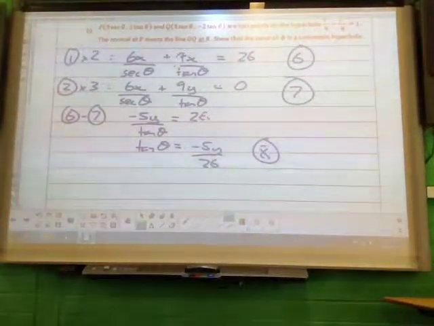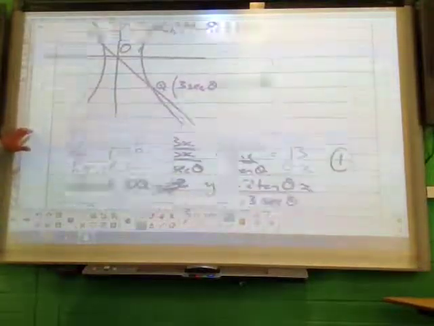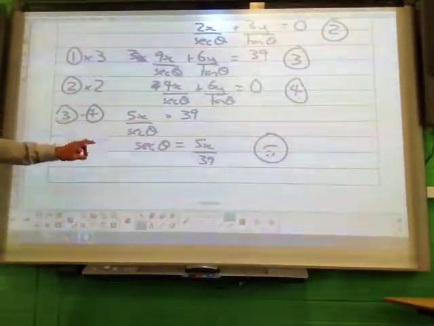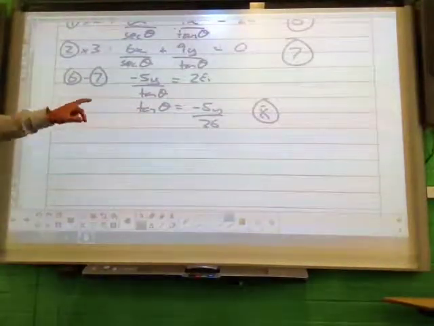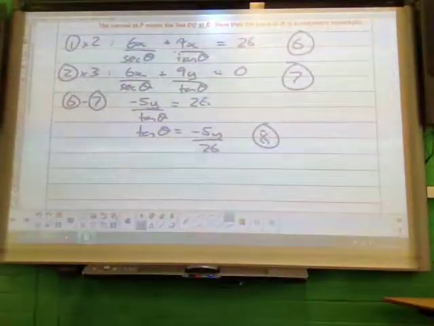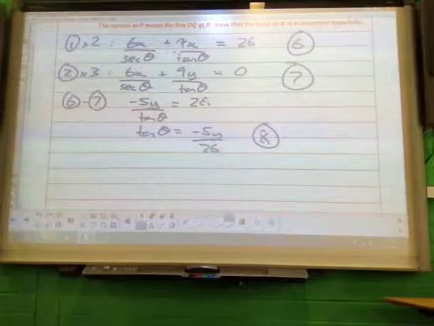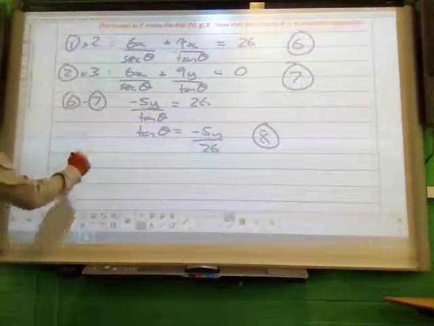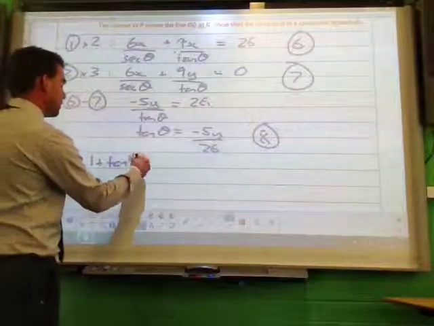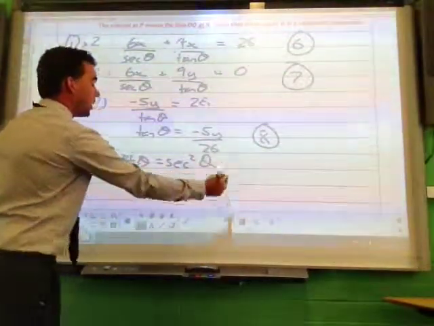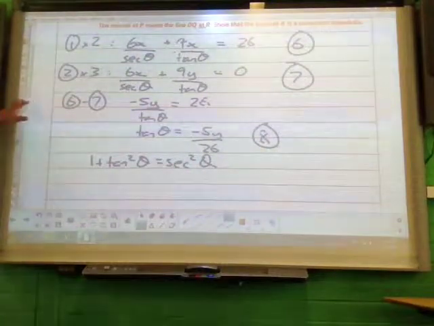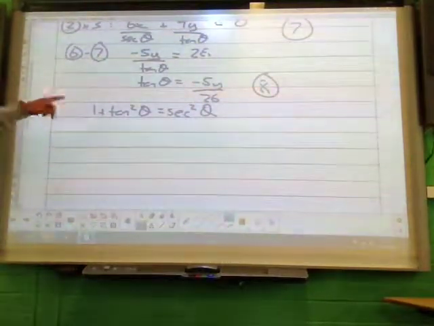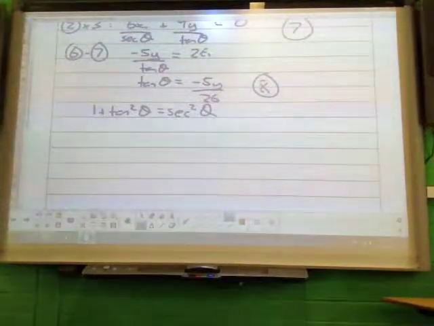Right, so I'm observing that I've got the parameters: sec theta is equal to something in terms of x, and tan theta is equal to something in terms of y. Alright, and I'm also thinking I know a formula that has tan and sec in it. So from this formula, I can then get my equation of the hyperbola, because they are, of course, the parameters used in the hyperbola.